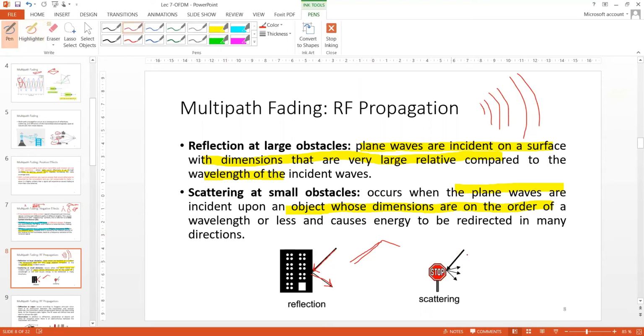If you can see over here, the incident wave is striking the side or the edge of the pole. Obviously, the dimension in this case will be less as compared to the wavelength of the incident wave. So multiple copies of the signal are generated from this edge of the object, and we get something that is commonly referred to as scattering.